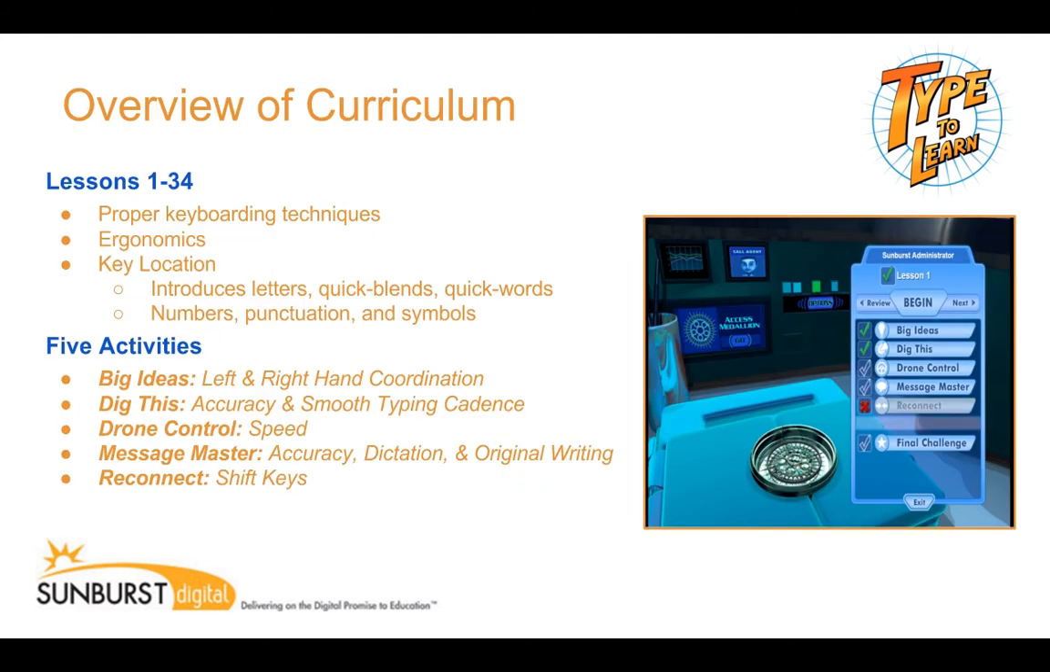Type to Learn focuses on 3 components of successful keyboarding: proper keyboarding techniques like hand positions, ergonomics, which are healthy habits for computer use, and key location, where keys actually are. Type to Learn assessments monitor accuracy and words per minute scores for students. There are 34 lessons students can utilize, along with 5 activities and the final challenge within each lesson.